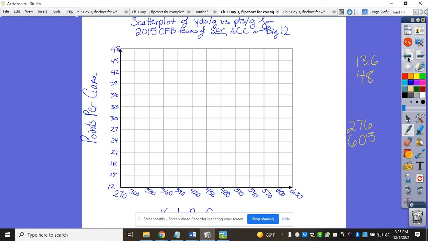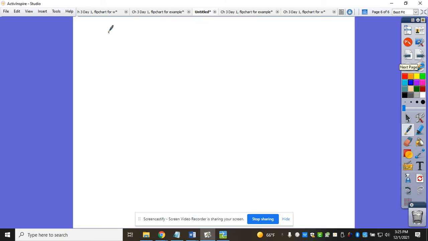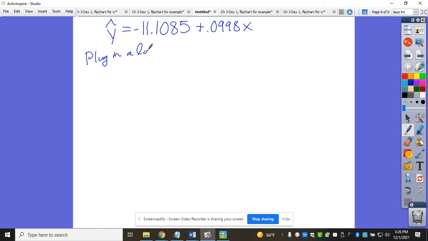How do I figure out where my dot for 300 would be? Put it in the equation and figure it out. So our equation is y hat equals what? I'm going to plug in two values. A low value that's somewhere in what I'm dealing with. We picked 300.